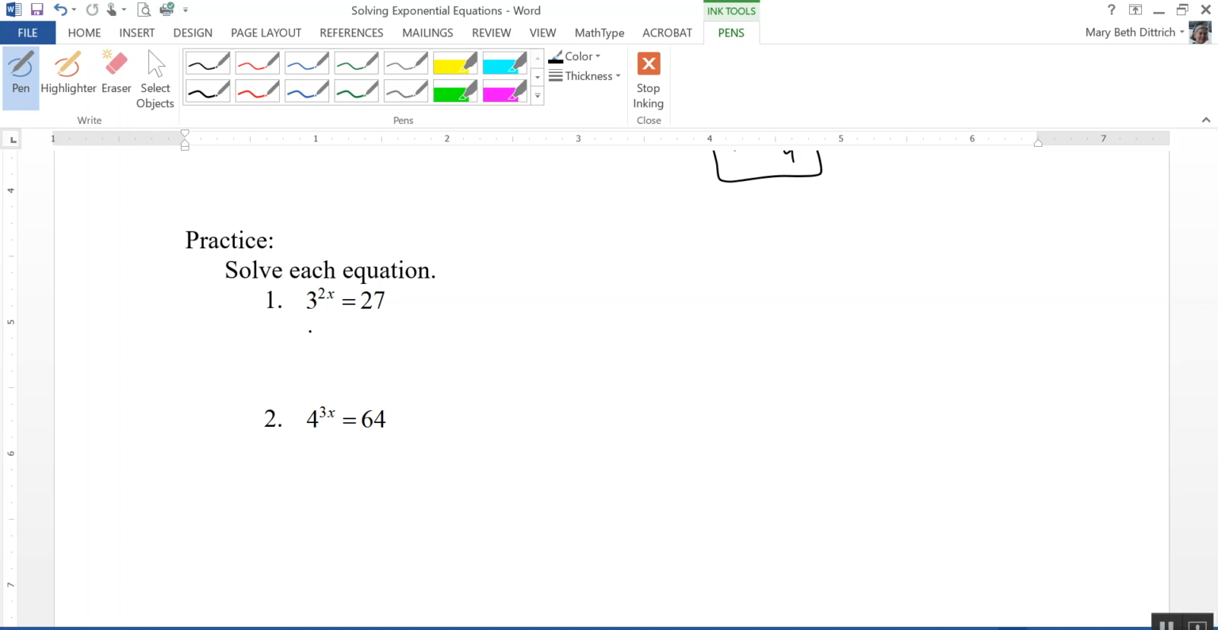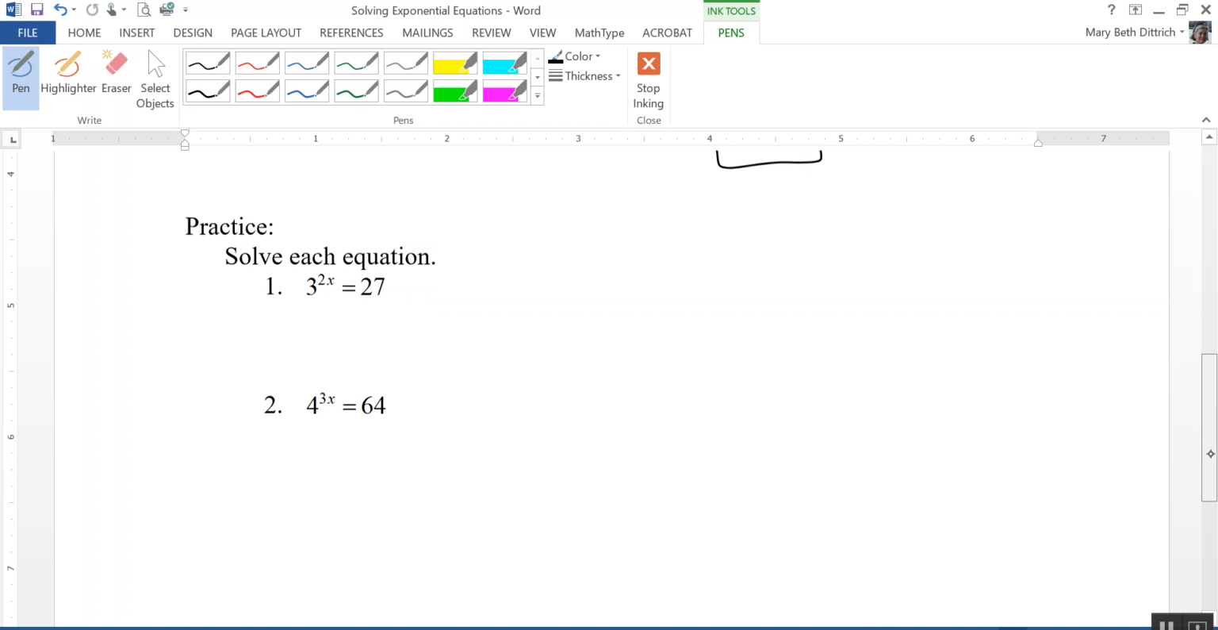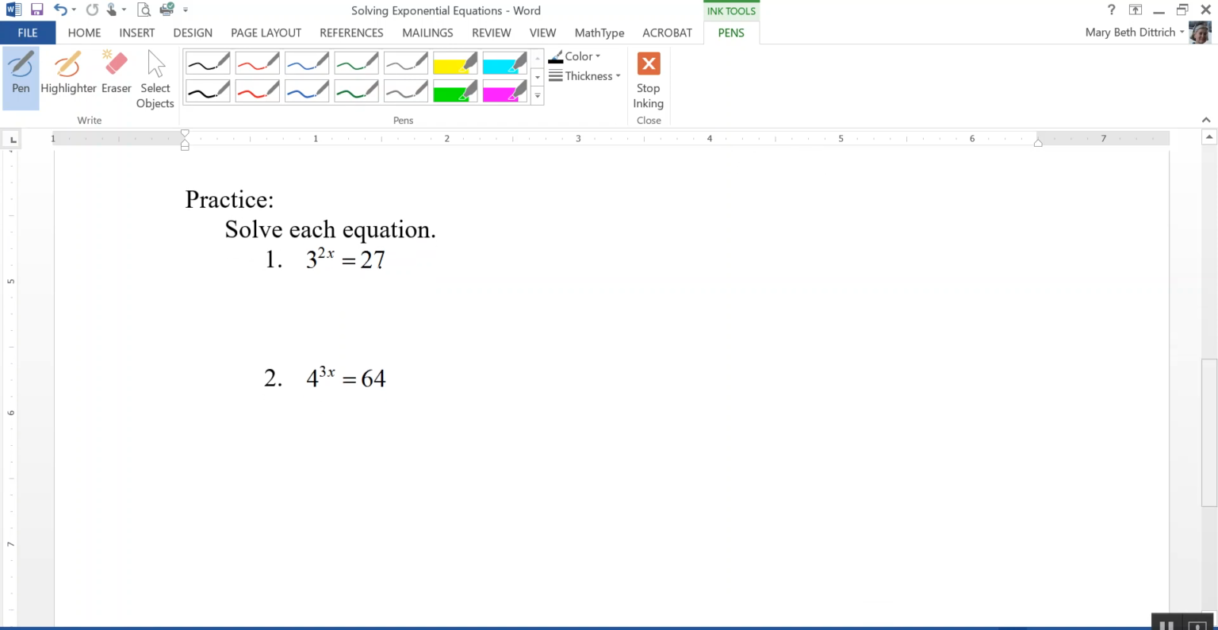Okay, let's take a look at these. So we have to solve each equation. So we have 3 raised to the 2x power equals 27. So I know that I can write 27 with a base of 3. So I'm going to do 3 to the 2x equals 27 is 3 to the third power. Now that my bases are the same, I can pull off my exponents and say 2x equals 3, and dividing by 2, x is equal to 3/2.